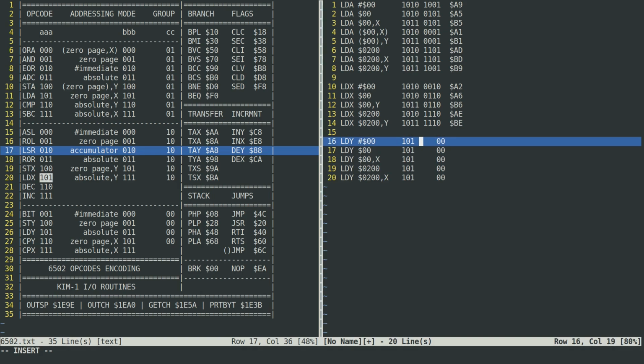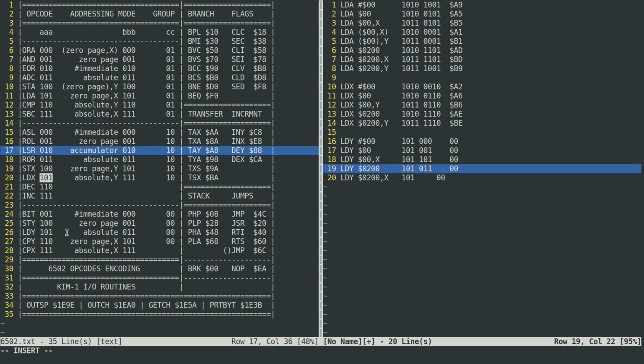All right, now addressing modes. So what we have here, immediate is 0, 0, 0, okay. Then zero page is 0, 0, 1. Yep. Zero page indexed by X 101. Absolute 0, 1, 1. And absolute indexed by X 1, 1, 1. Okay, again, immediate 0, 0, 0. Zero page 0, 0, 1. Absolute. Then zero page indexed by X 101. Yep. Absolute 0, 1, 1. And absolute indexed by X 1, 1, 1. Yeah, seems to be correct.